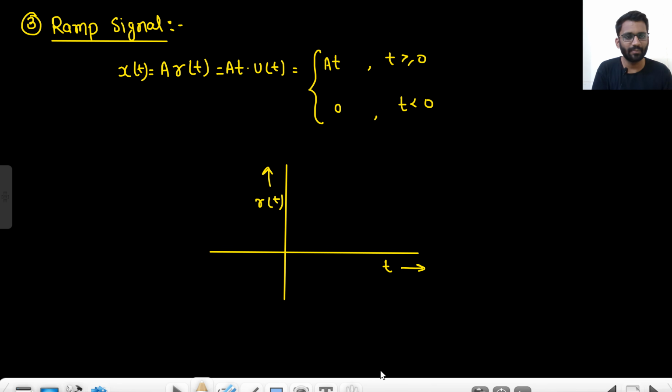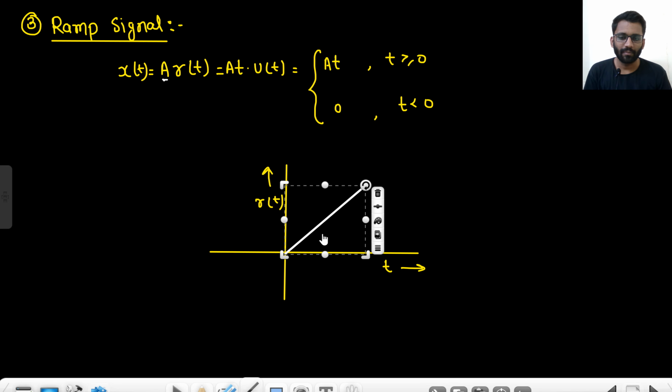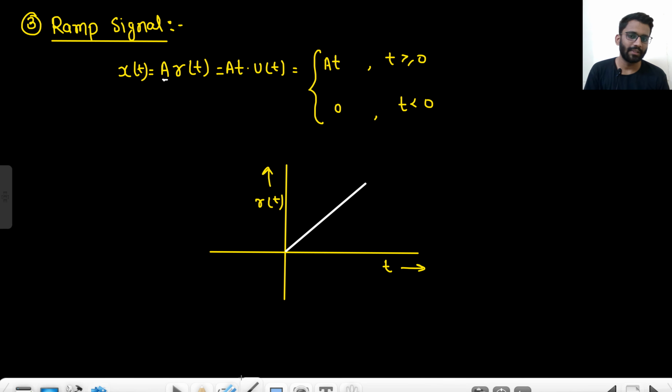What is a ramp signal? A ramp signal is simply a straight line passing through the origin with a slope. So if it is written At, that means it is a straight line passing through the origin with a slope of A, but the difference is that it won't be there for t less than 0. It will always be there for t greater than 0. For t less than 0, it is always 0. And this is the slope, so the slope is A.